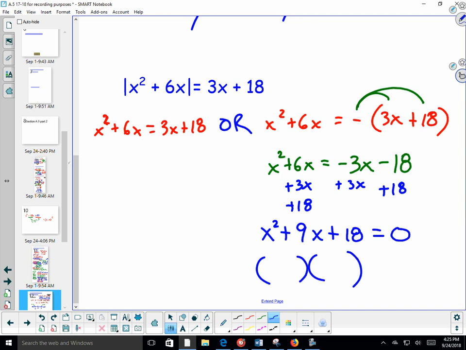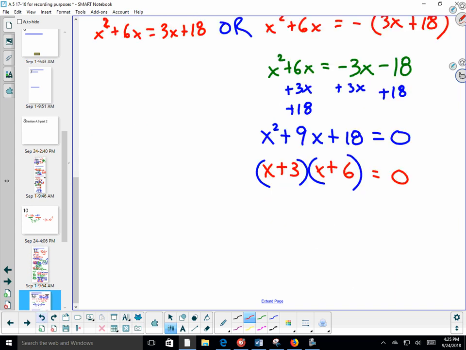You could do product sum, or if it's jumping out at you, I think I'll have x, and I'll need 6 here, and a 3 here, and a plus, and a plus. As a check, x times x is x squared. Outer terms is 6x, inner term is 3x. That adds up to 9x, and then 3 times 6 is 18. So I think that looks good. And then my two solutions over here, when I set these equal to 0, I would have x equals negative 3, or x equals negative 6. So far so good.